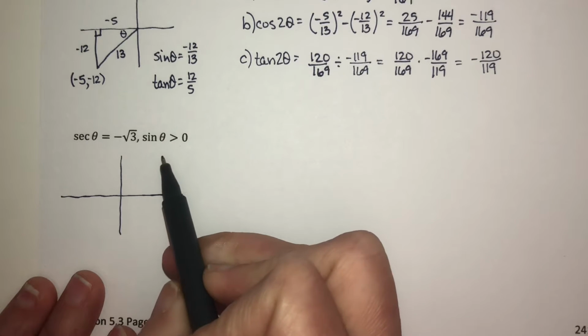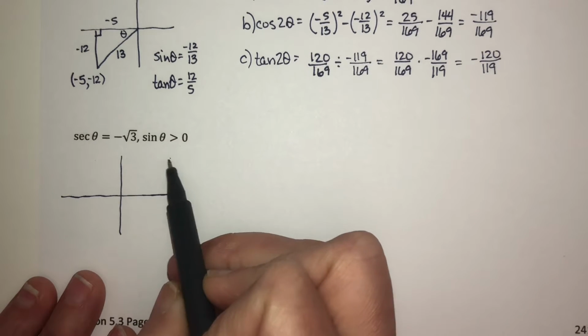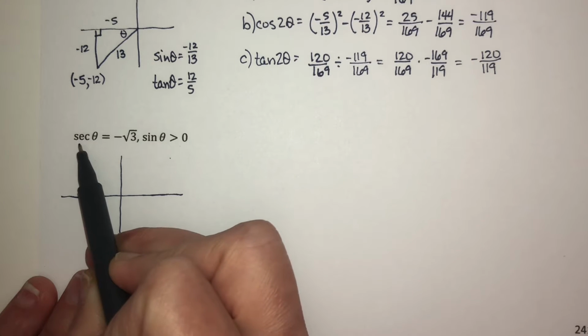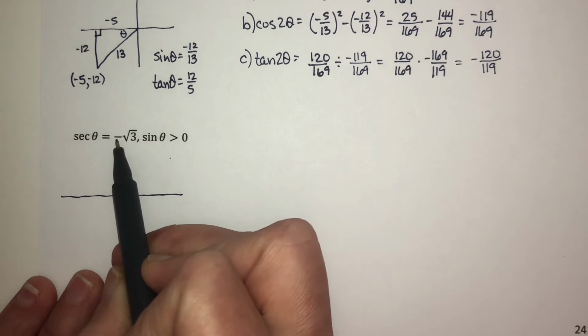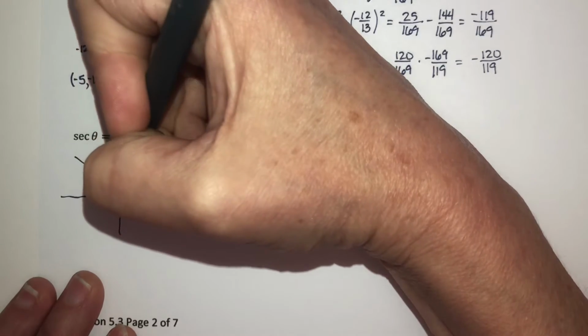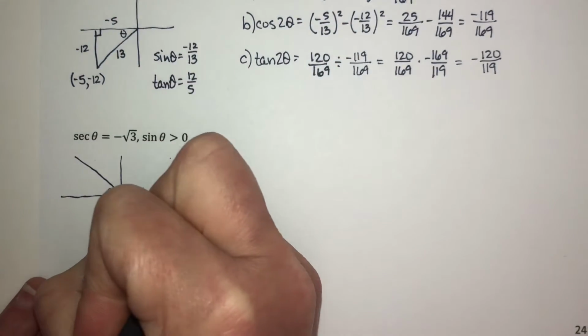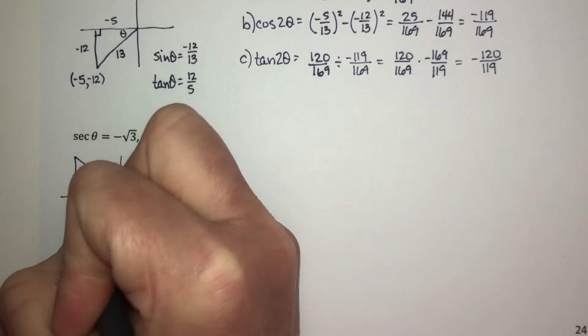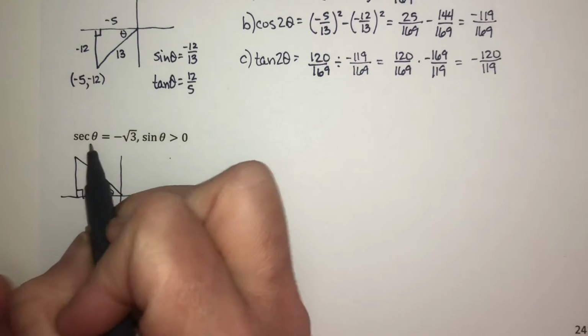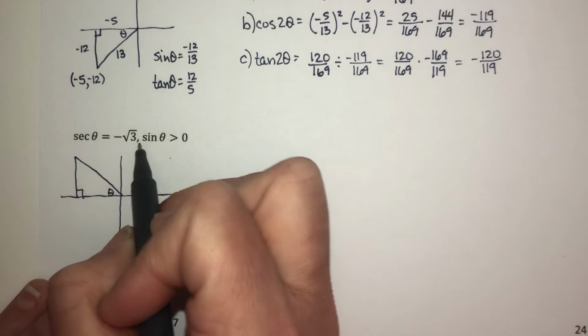Sine is positive here and here, so it's either quadrant 1 or quadrant 2. Secant being negative means that cosine is negative. Cosine is negative in this quadrant, so this angle must be in quadrant 2. Secant of theta is negative square root 3.